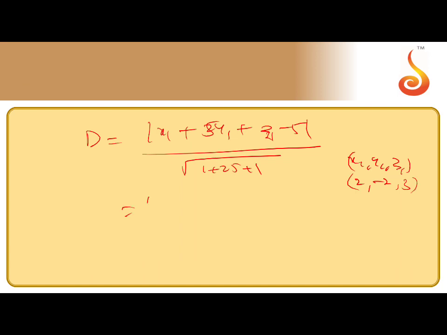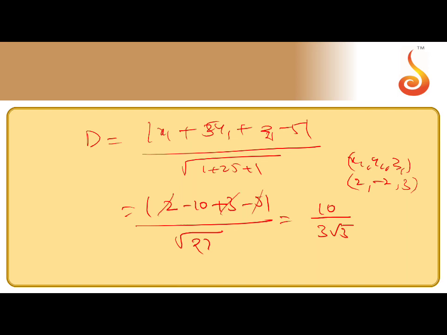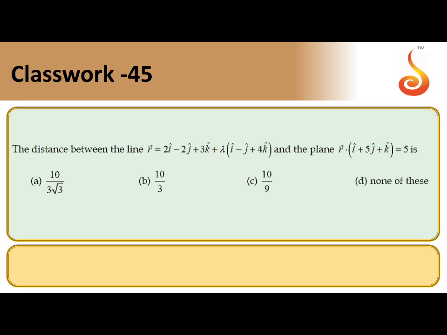So now we can go: this is 2 minus 10 plus 3 minus 5, by root 27. So what is the numerator? So 5 cancel 10. 10 by root 27 is 3 root 3. So distance will be what? 10 by 2 root 3. I hope this one is clear. Check the answer. 10 by 2 root 3. Option A is correct. So next question.